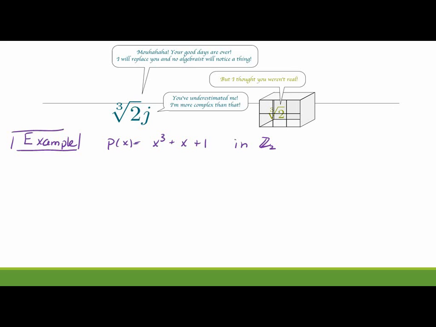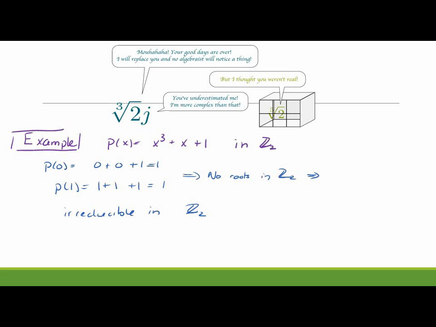So let's look at x cubed plus x plus 1 in Z2. It's got no roots in Z2. How can I check that? I check that by just plugging in the values in Z2, which are 0 and 1. If I plug in 0, I get 1 as a final result, and if I plug in 1, I get 1 as a final result. So therefore, by the checkability theorem I just gave you, this polynomial is irreducible.